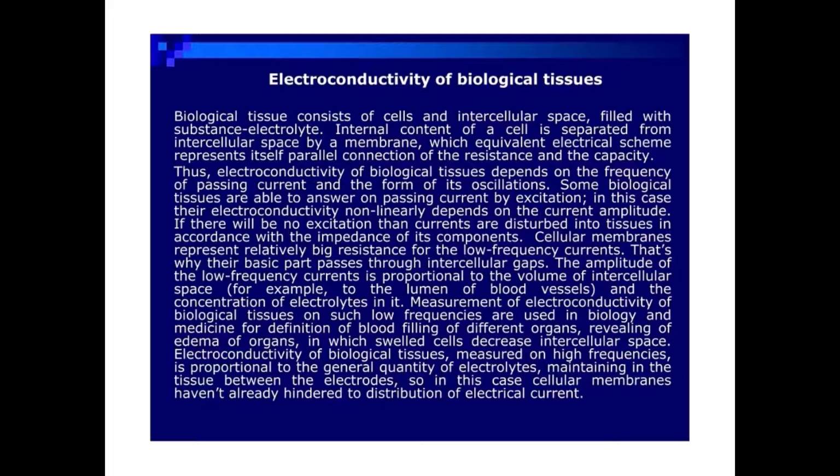Electroconductivity of biological tissues, measured at high frequencies, is proportional to the general quantity of electrolytes contained in the tissue between the electrodes, so in this case cellular membranes no longer hinder the distribution of electrical current.